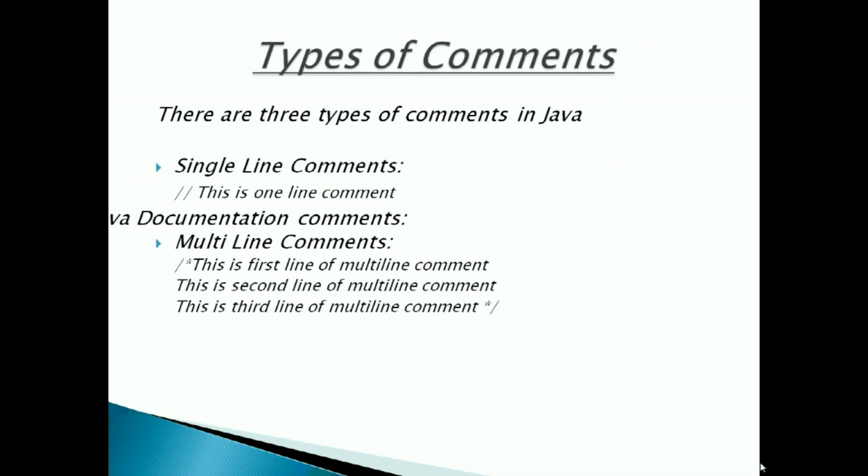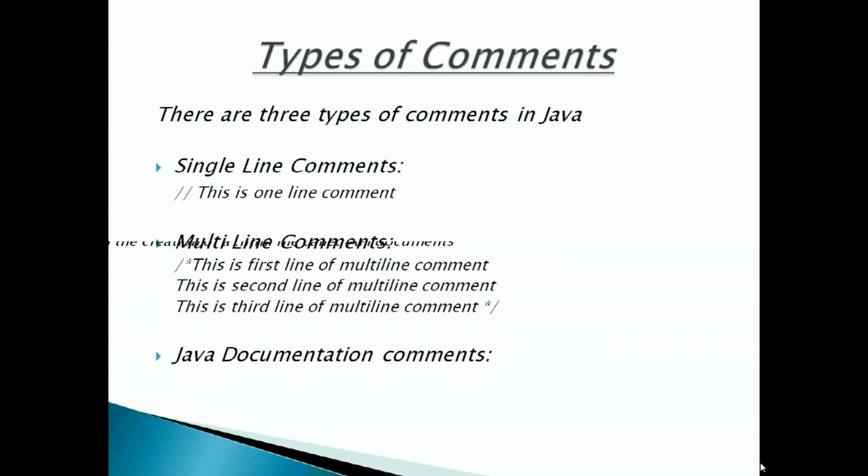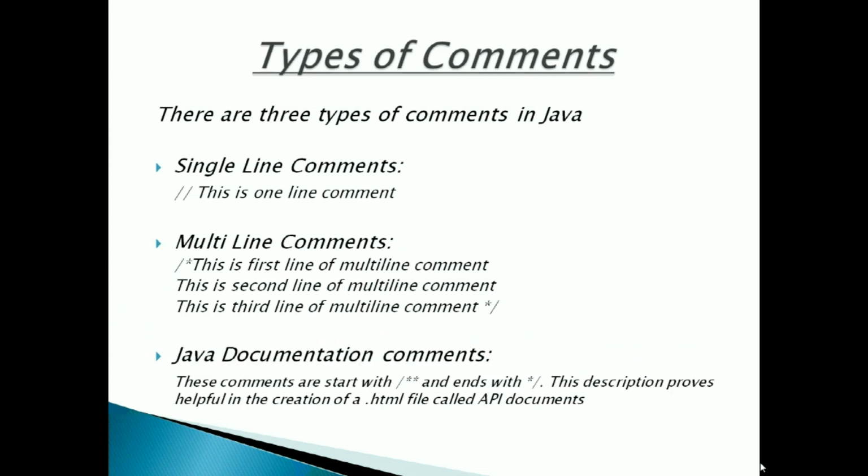Now third one is Java documentation comments. These comments start with slash star star and end with star slash. These comments are used to provide description for every feature in a Java program. This description proves helpful in the creation of a .html file called API documents, application programming interface documents.